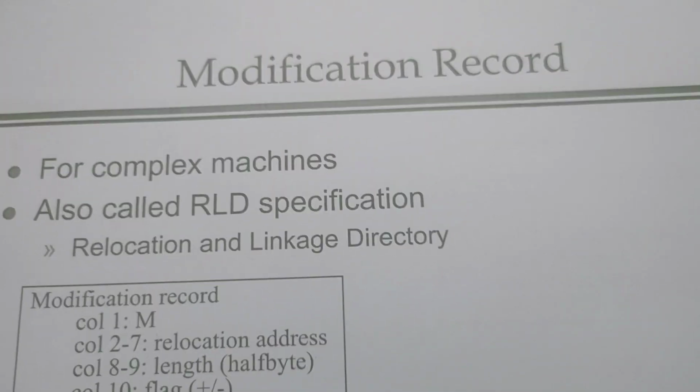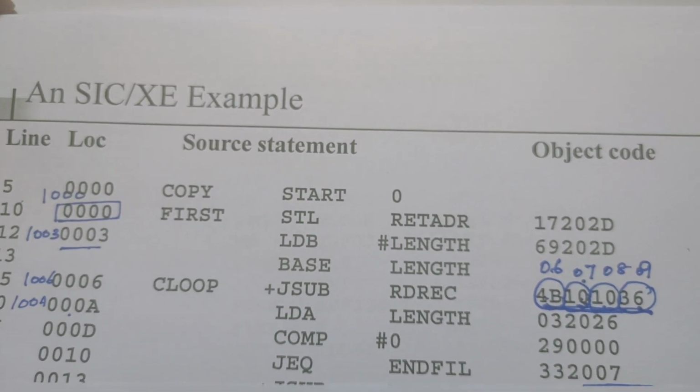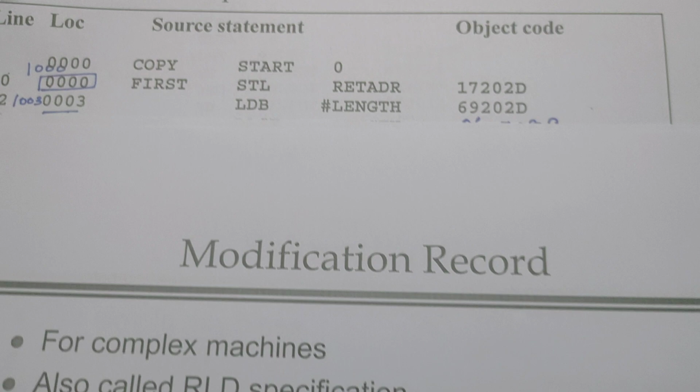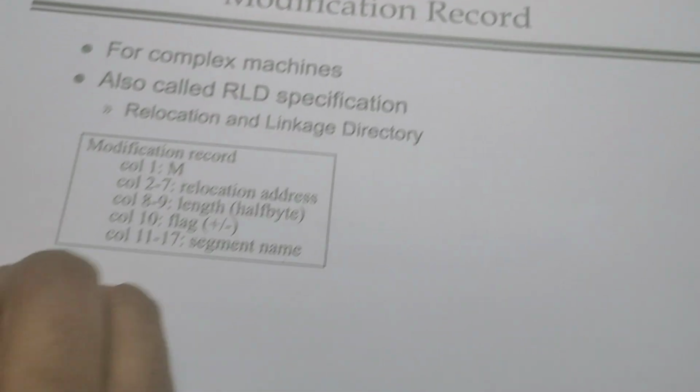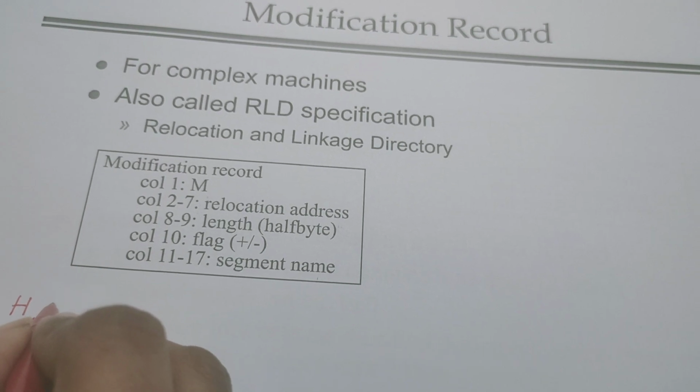For this given SIC/XE example, I'm going to write the object file. Any object file contains the header record. The header record begins with the letter H followed by the program name.